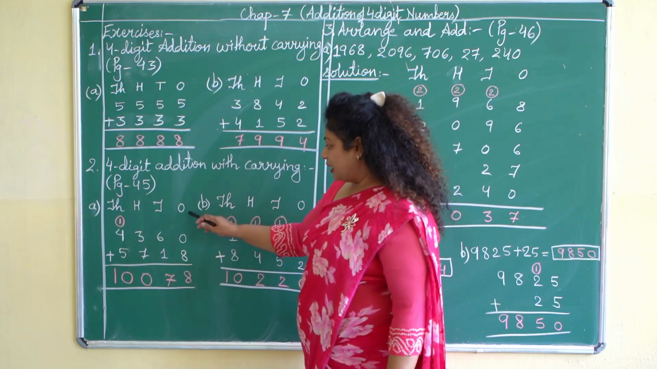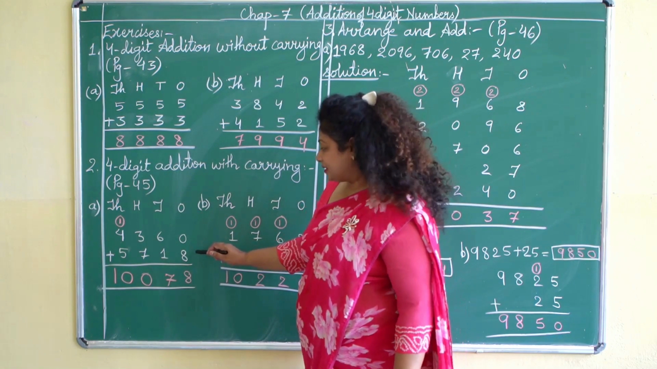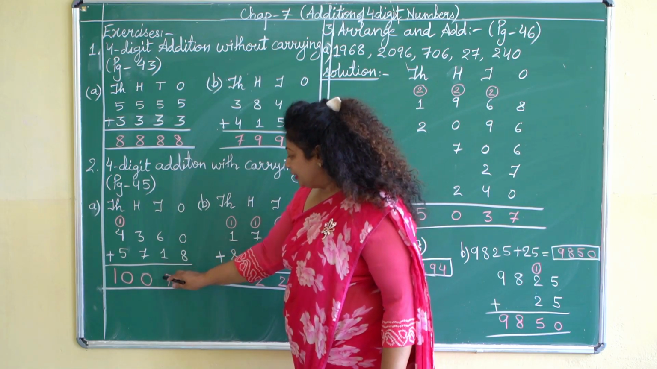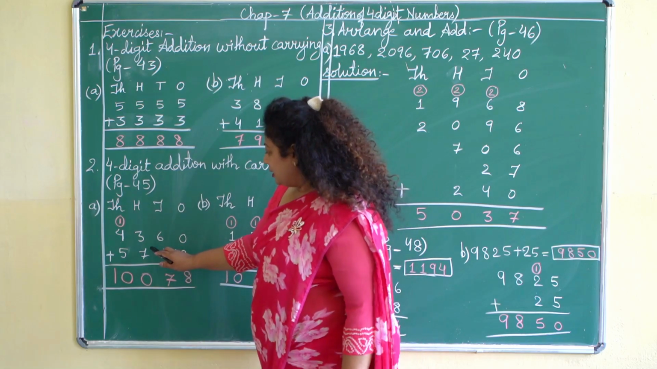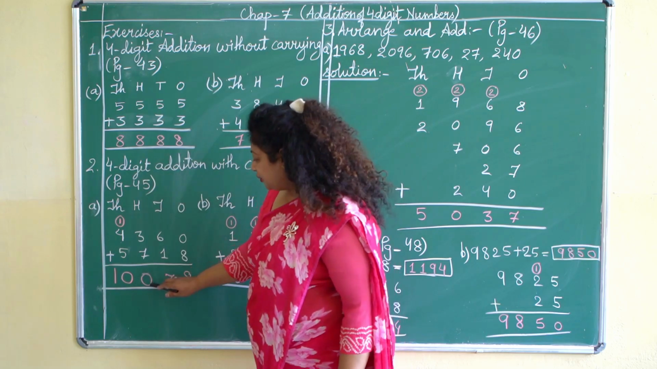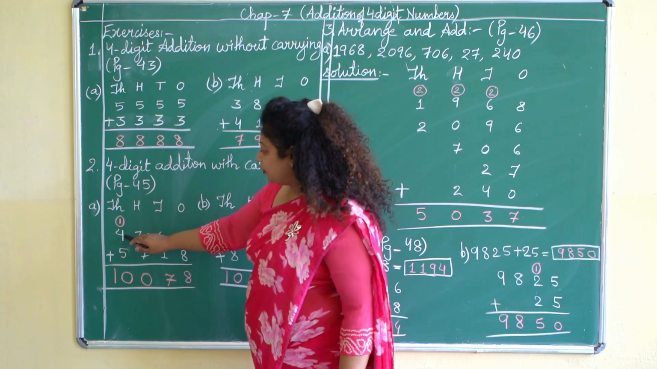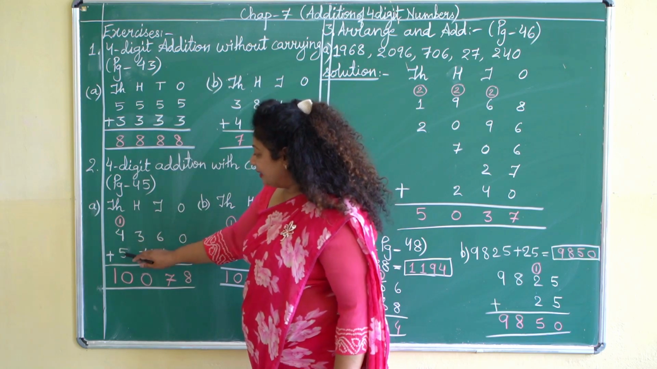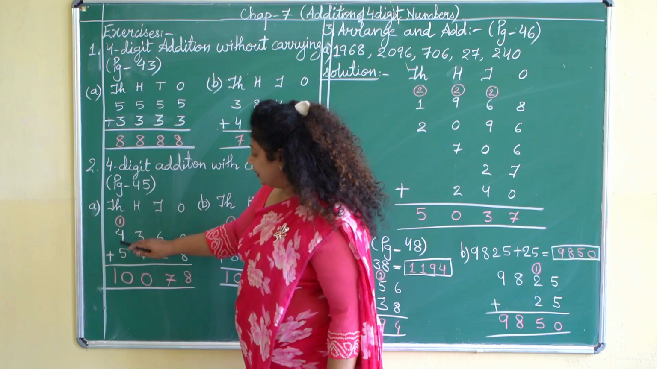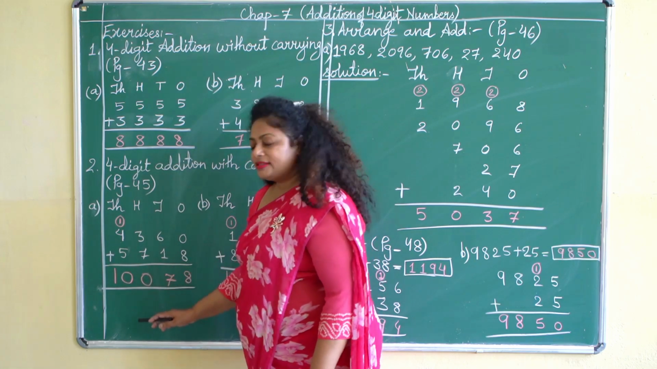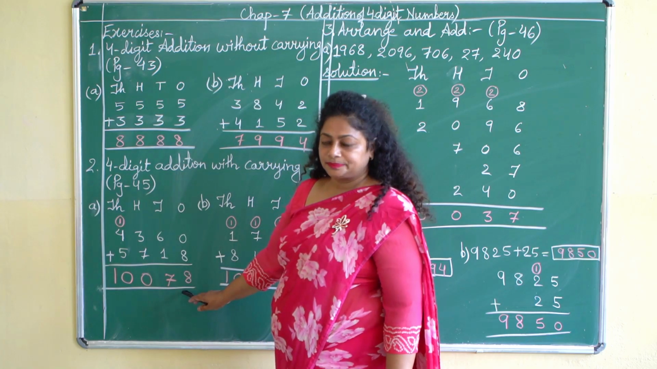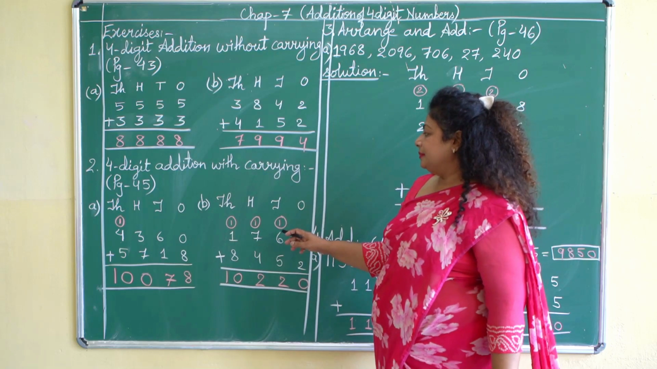First we have to add the numbers which are in ones place. 0 plus 8 will give you 8. 6 plus 1 will give you 7. 3 plus 7 will give you 10. For 10 we will write 0 here and 1 will be placed on top of 4. Now we'll add these numbers. 5 plus 4 is 9. 9 plus 1 will give you the answer 10. The answer we got is 10,078.